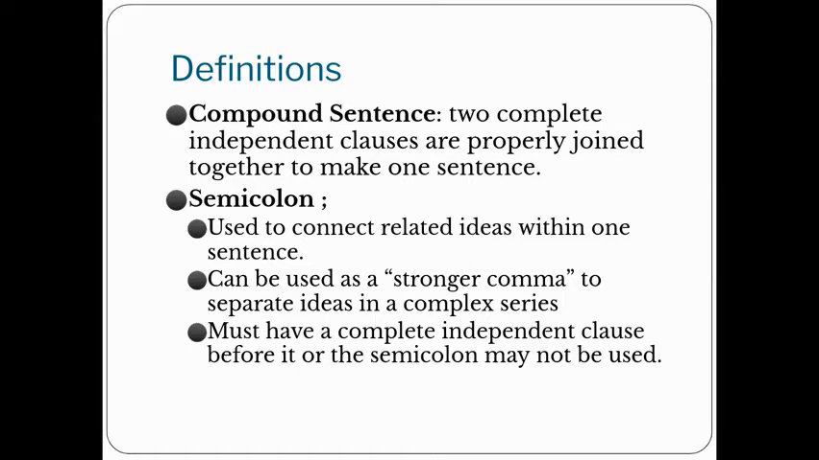A semicolon can actually also be used as a stronger comma to separate ideas in a complex series. Think about if you have a list of cities and states. You have to have a comma after the city and comma after the state. But if someone doesn't know their geography, they may not know which things in that series are cities and which things are states. Having city, comma, state, semicolon, city, comma, state, semicolon makes it clear which things are paired together. We'll talk about this more as we get to a series or list in a sentence pattern.